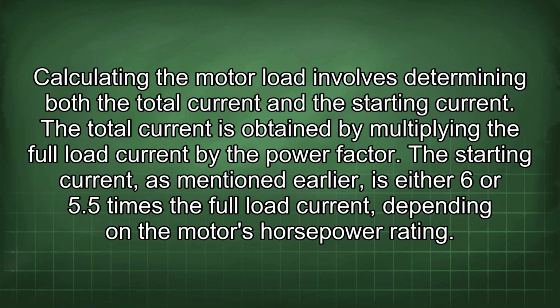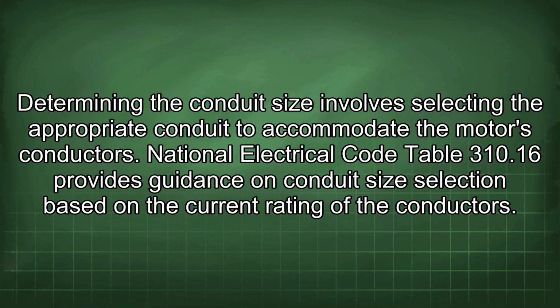Calculating the motor load involves determining both the total current and the starting current. The total current is obtained by multiplying the full load current by the power factor. The starting current, as mentioned earlier, is either 6 or 5.5 times the full load current, depending on the motor's horsepower rating. Determining the conduit size involves selecting the appropriate conduit to accommodate the motor's conductors.